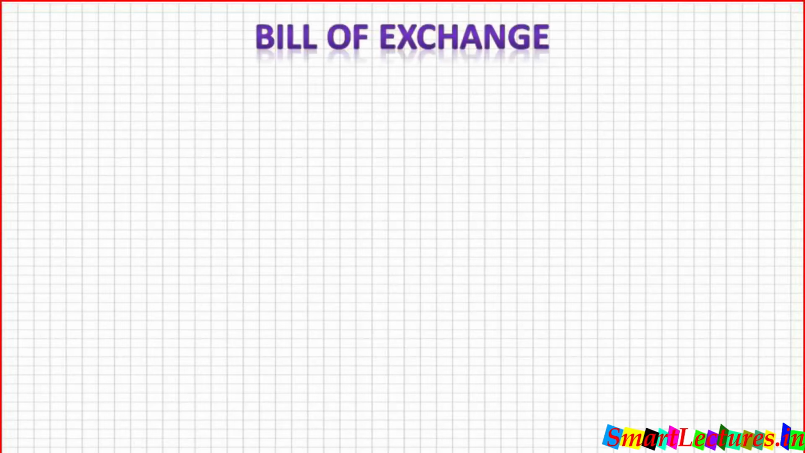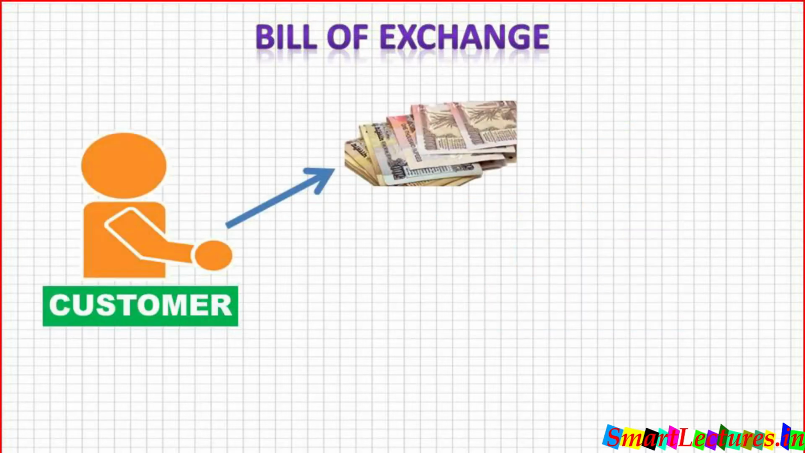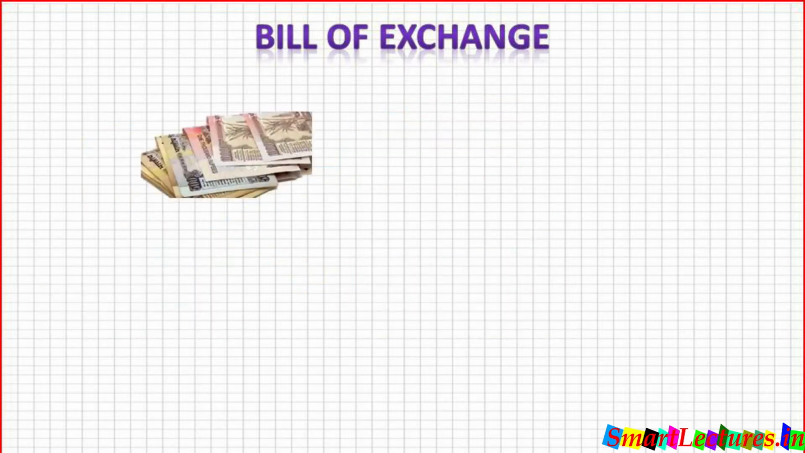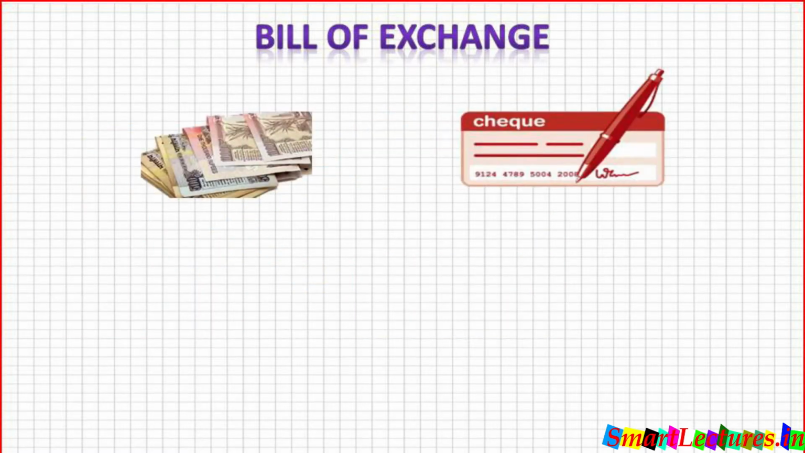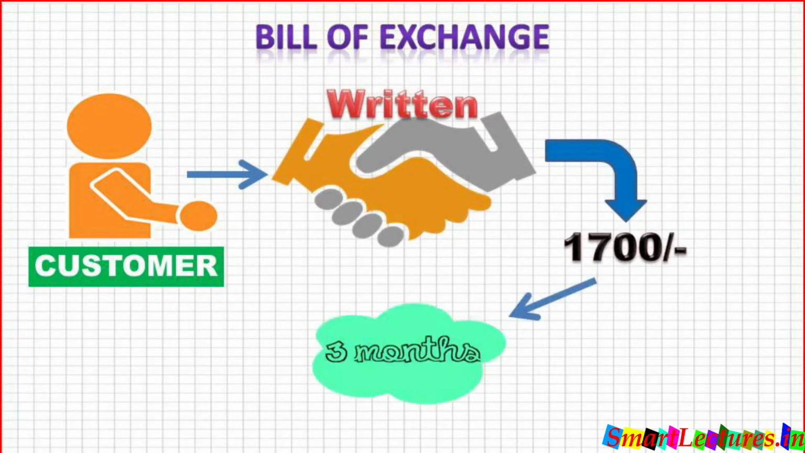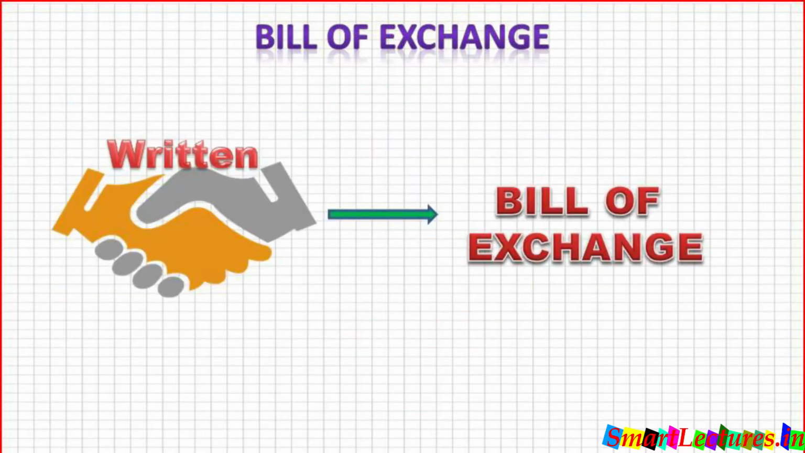Let's continue the reasons. Before I jump to the next reason, let me explain how a bill of exchange works. Suppose we sell goods for 1700 to the customer. He should pay us cash or give us a check. But instead, the customer gives us a promise in writing that he will pay us 1700 after 3 months.